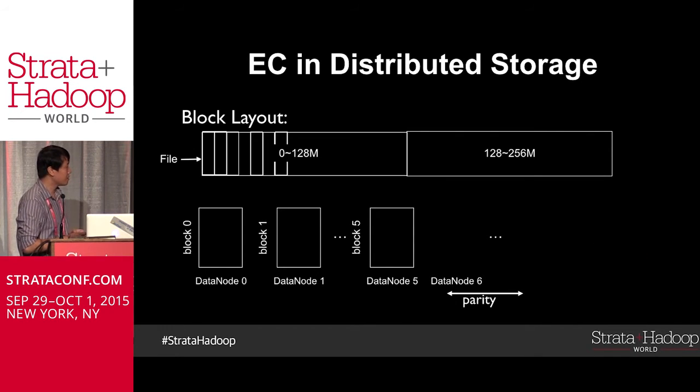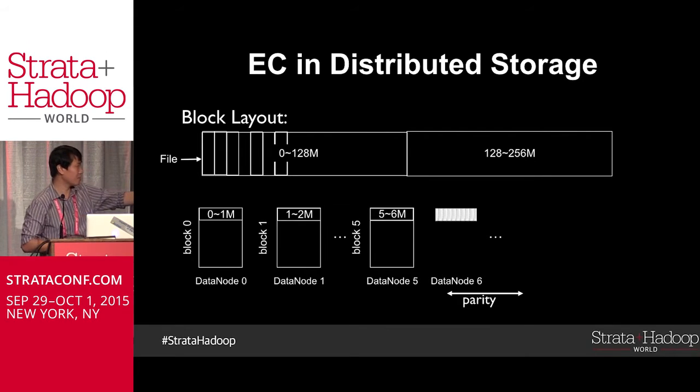So a second layout is called striping. Basically, it divides each logical block into much smaller units and distributes those smaller units onto data nodes in a round-robin fashion. For example, the first small unit with 1 megabyte size is sent to the first storage block, and the second one to the second storage block. After you accumulate a full stripe of those striping units, in this case, it's only 6 megabytes of space, you can generate the parity data. And then the distribution goes round-robin again.